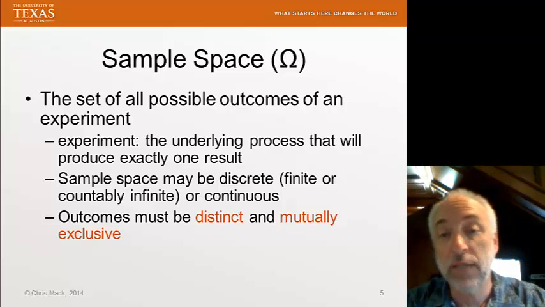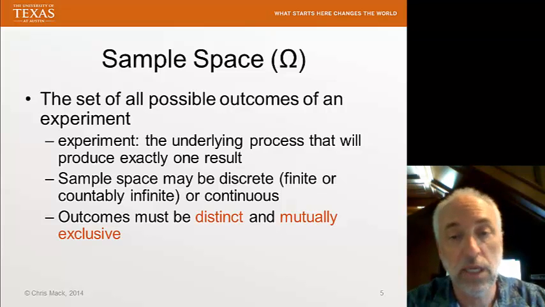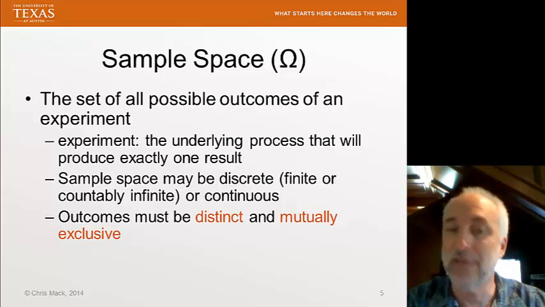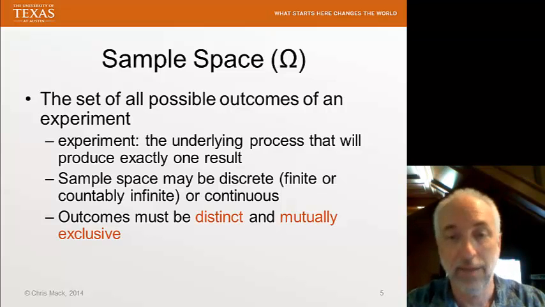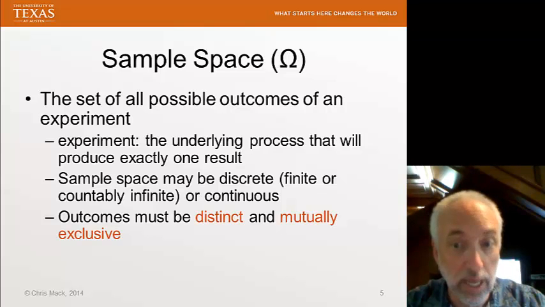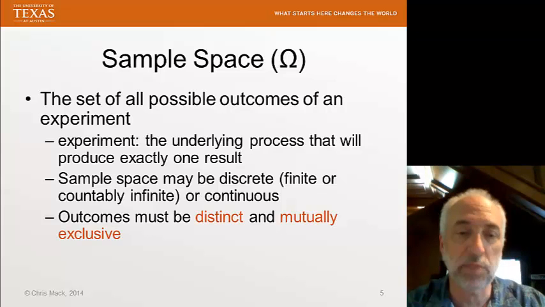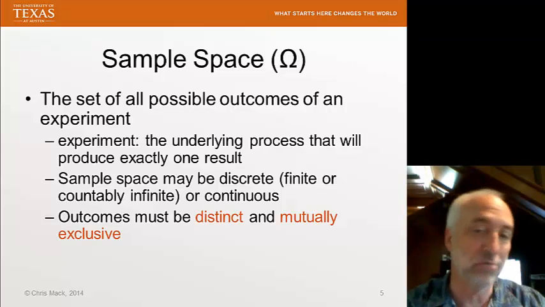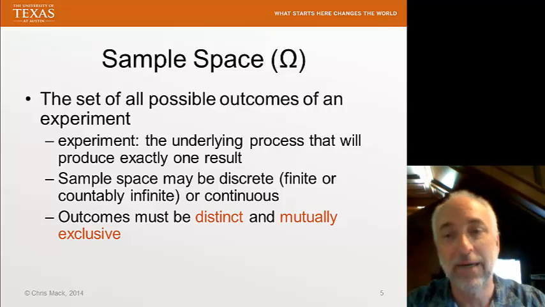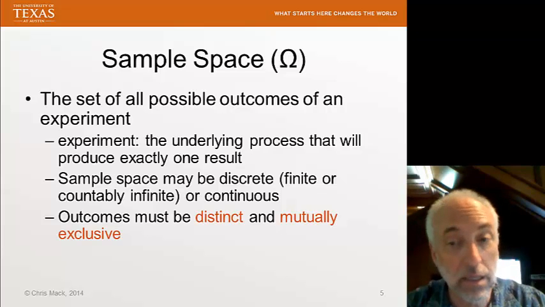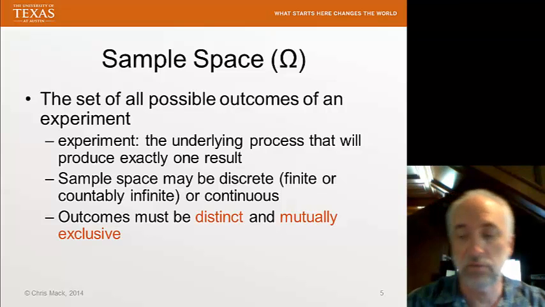Outcomes are defined as being distinct and mutually exclusive. A head is not a tail is not a head. They are distinct from each other. You cannot have, for example, in the way we use probability laws, a superposition of part head and part tail. Every outcome is distinct and different.